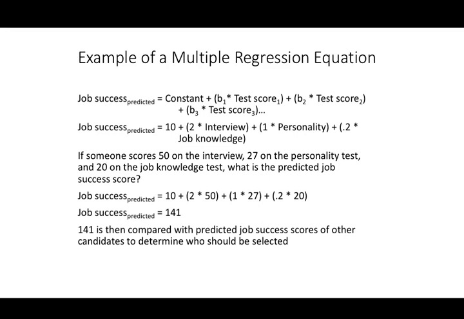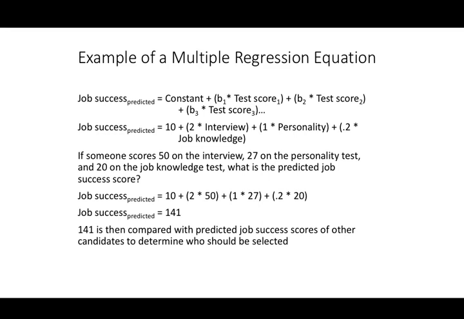So 141 is then compared with predicted job success scores of other candidates to decide who would be the best one to hire. You might have a series of candidates with all different interview scores and personality test scores and job knowledge scores. You'd plug them into the formula, and then you would rank them from highest to lowest to see who has the highest score to who has the lowest score.